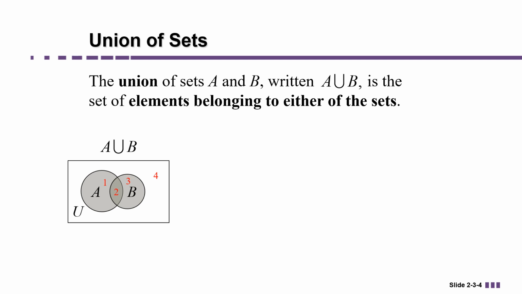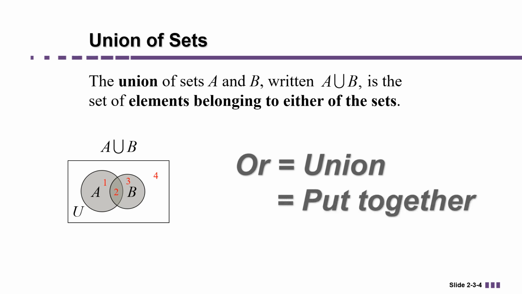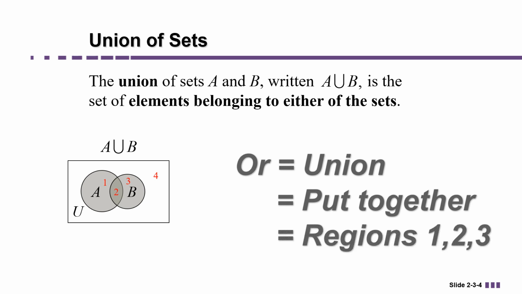So on the left, we have a Venn diagram representing A union B. You see how all of the regions which are part of A or B or both are shaded? That's because union means or. It means put everything together into one big set. So we're going to include regions 1, 2, and 3 in the union.